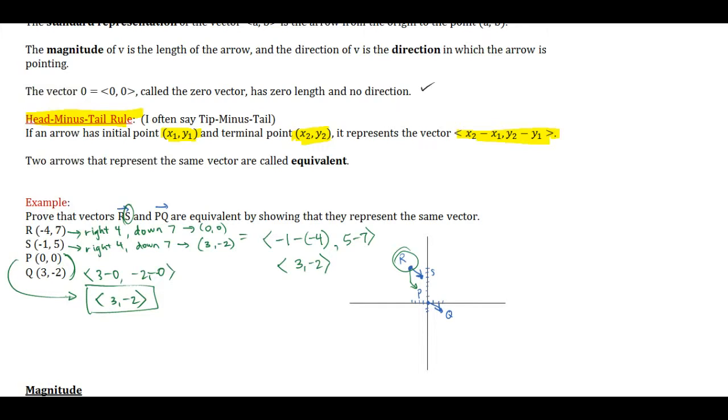And we could even count their slopes if we wanted to. We could do rise over run, count the slopes, and see the slopes are the same. They have the same endpoint starting at the origin, so their magnitudes are the same. Or, to find their magnitudes, we could use the distance formula from R to S and get that. So there's many ways to prove that vectors are equivalent.